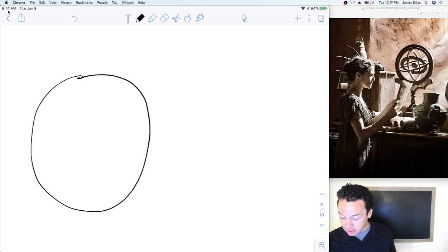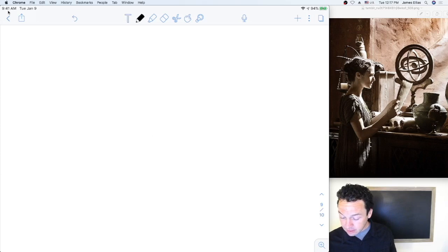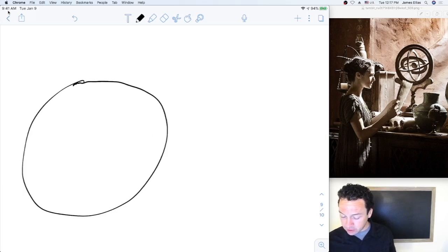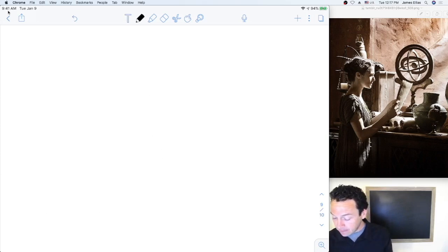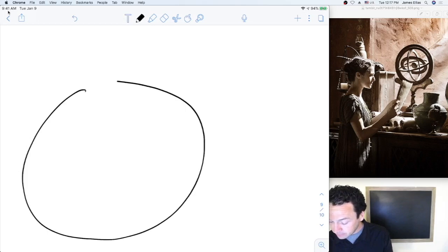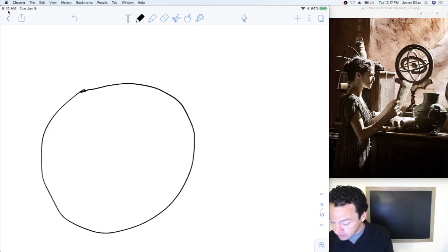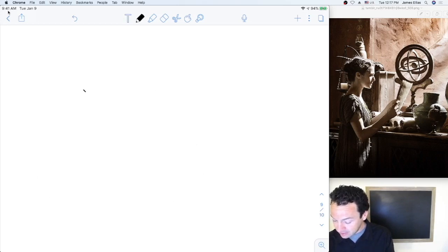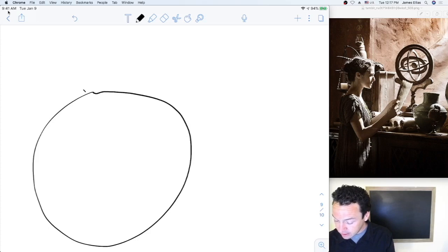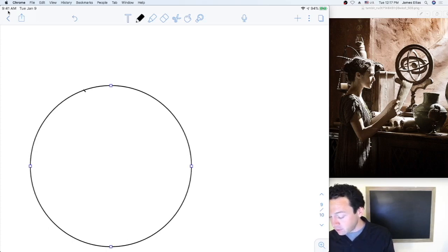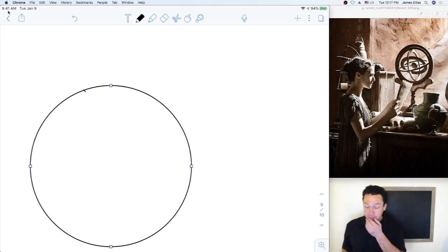Or no, that's me. Come on. I'm trying to draw the Earth. I'm trying to draw a sphere, or a circle rather. Come on. It just deleted it. Fantastic. Why is this so hard? He asks as technology does his work for him. There you go.